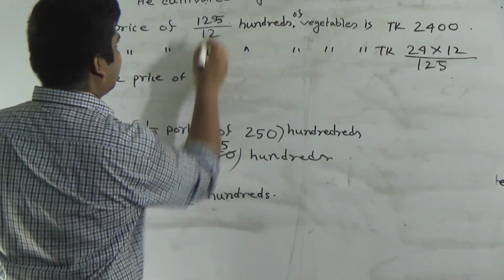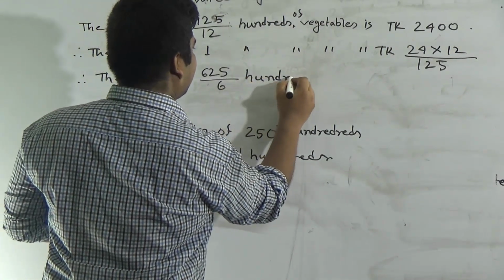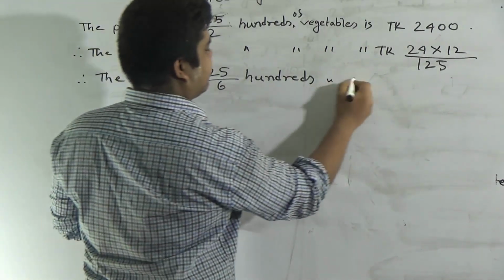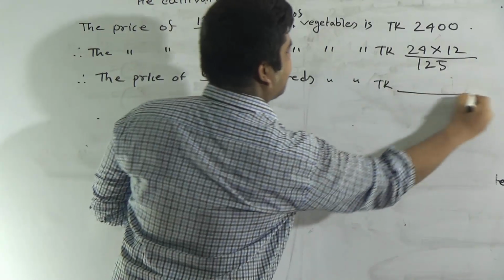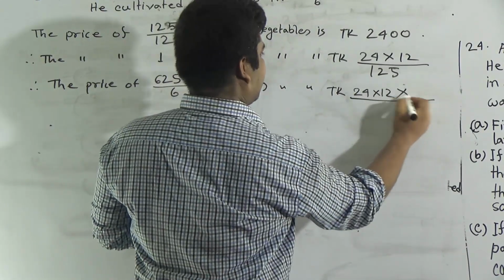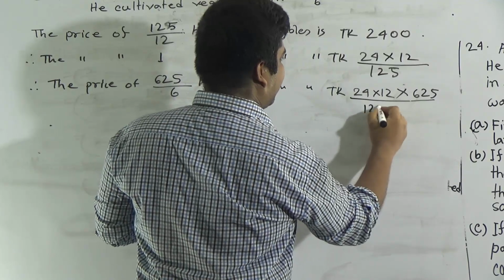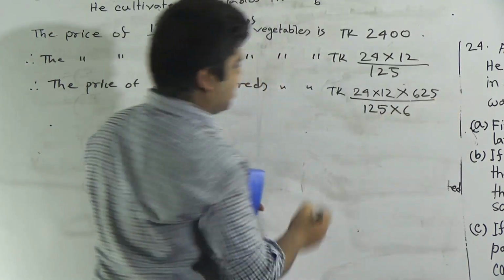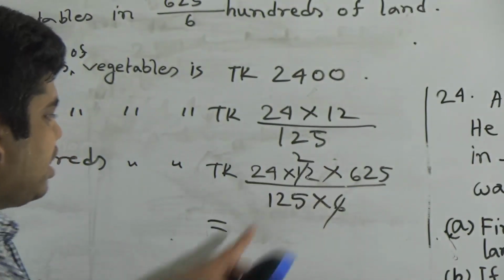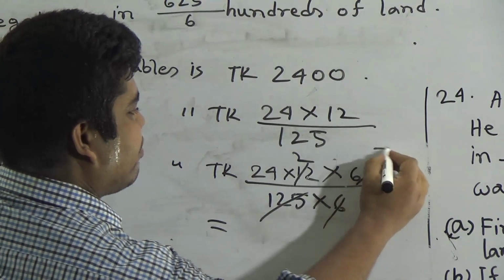Next, the price of this one, that means 625 by 600 of vegetables by taka, 24 multiplied by 12, then multiplication will happen by 125 multiplied by 6. Now we cut. Here you notice in 12, 6 goes in 2 times. In 625, 125 goes in 5 times.